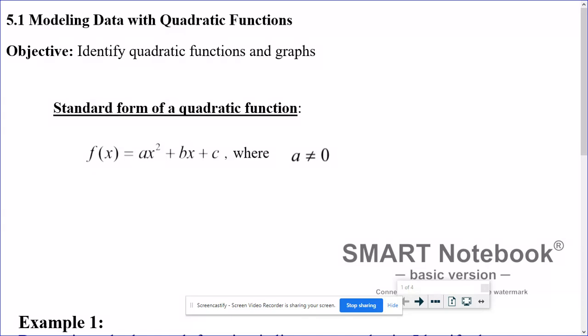The standard form of a quadratic function is f of x is equal to ax squared plus bx plus c, where a, b, and c are going to be numbers. A specifically can't be 0, because if a was 0, then there would be no quadratic term, and then it would stop being quadratic. So quite simply, this is the quadratic function. That would be the linear function, and that would be the constant.